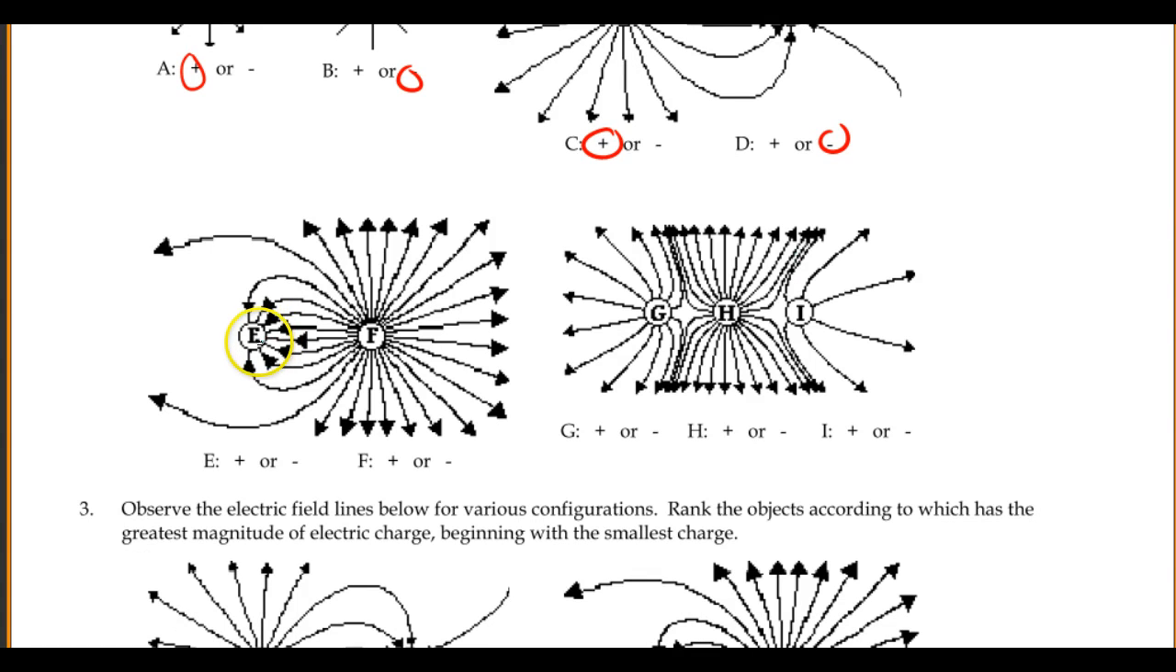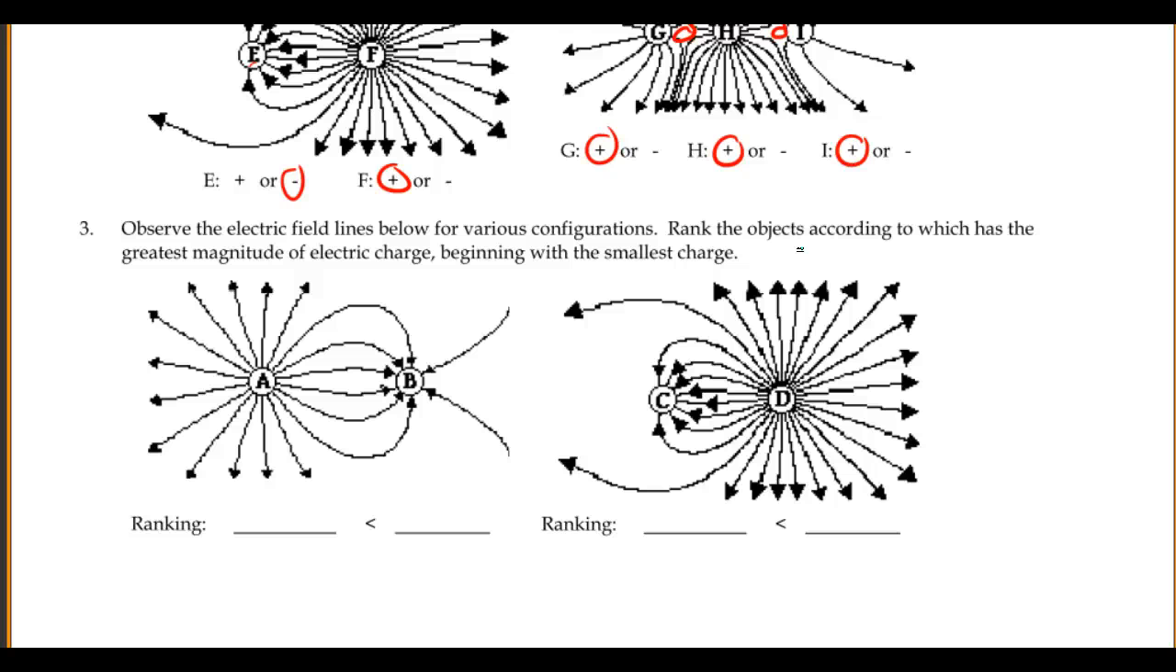E, they're going into E, it's terminating on E, so that makes that negative. They're coming out of F, so that makes that positive. G, they're emanating out of G, so they're positive. H, it's also emanating out. And I, it's also emanating out. So those are all positive. Notice that creates two dead spots here and here. And notice that the charges are not equal in the amount. H would have the largest, G would be the next, and then I would be last.